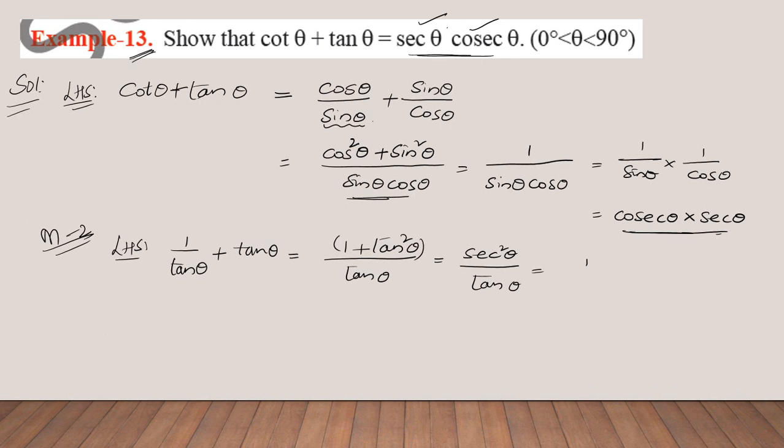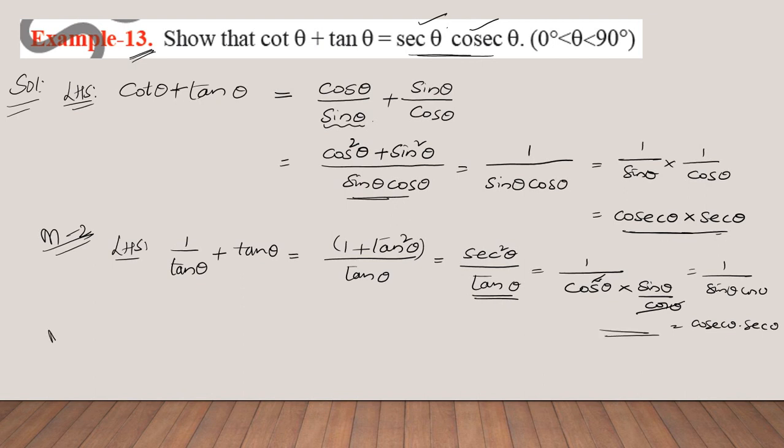Now secant square theta I can write as 1 by cos square theta, into this tan theta which is in the denominator I can write as sin theta by cos theta. So in the denominator, cos theta gets cancelled. Again I am going to have 1 by sin theta into cos theta, which I can write as cosecant theta into secant theta. So this is one more approach.